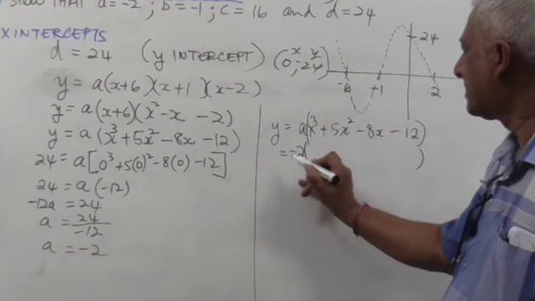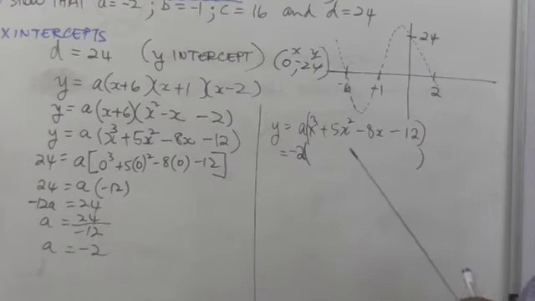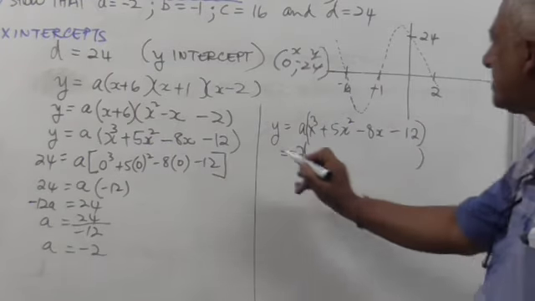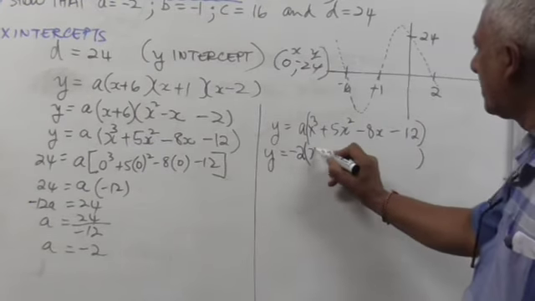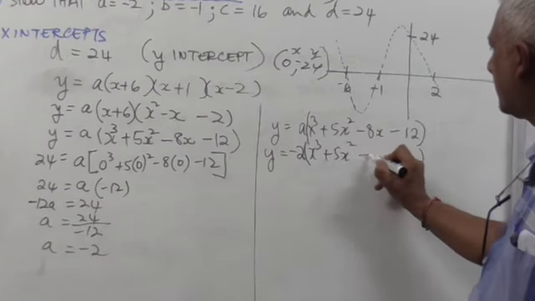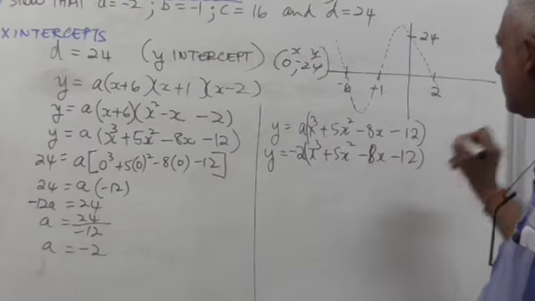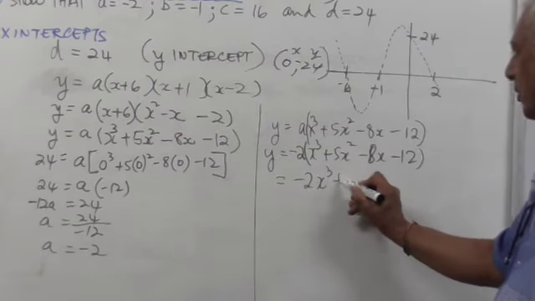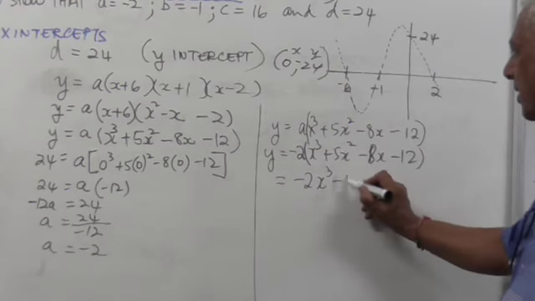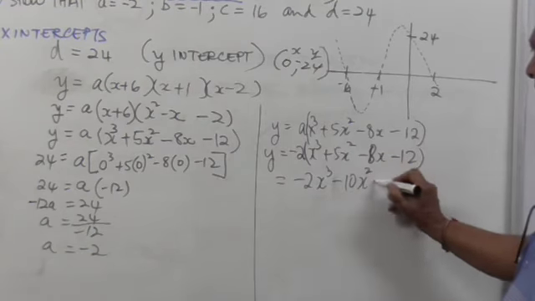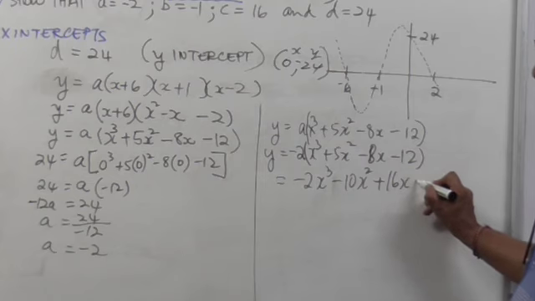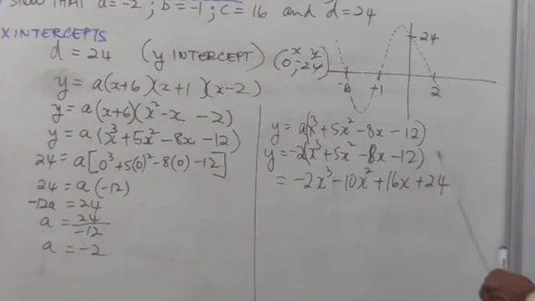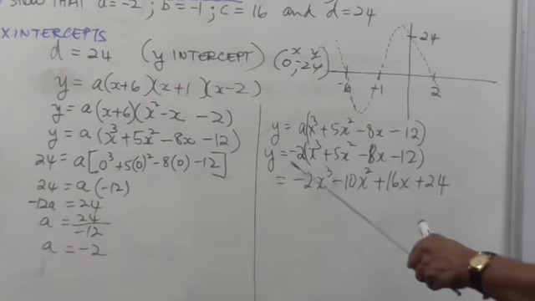Now we want to solve for, alright, so y is equal to, now it's minus 2, so we put minus 2 into x cubed plus 5x squared minus 8x minus 12. Now we multiply. Minus 2x cubed minus 10x squared plus 16x plus 24. So we use the 2 and we put it inside here now. We open the bracket out.